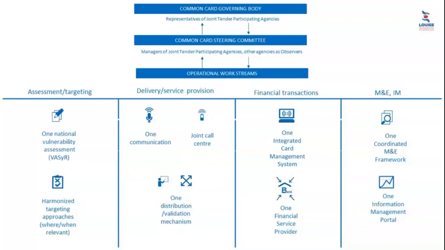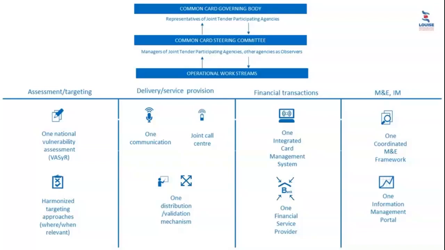So we decided to build these blocks, these technical synergies and joint operations, through the most urgent and the most important. So the first block that we defined was the financial transaction. The three agencies went through a joint financial service provider tender to select one bank, which was done together in a joint manner.